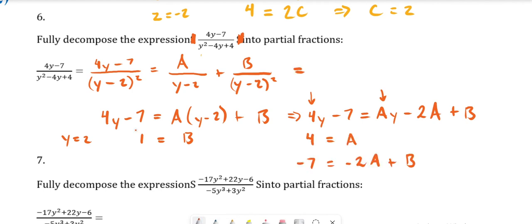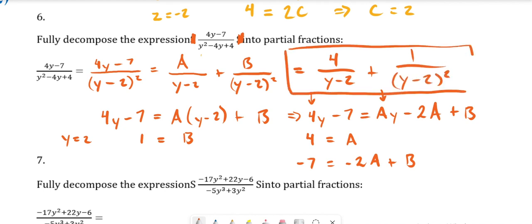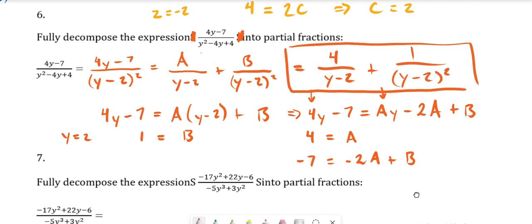So I suggest using a sort of tandem of the two methodologies, plugging in convenient terms when you can, and plugging in to coefficient comparison, setting up a system of equations, when you run out of terms for that. This would give me a 4 over my y minus 2 and a 1 over the y minus 2 squared, which finishes this decomposition. Moving on.